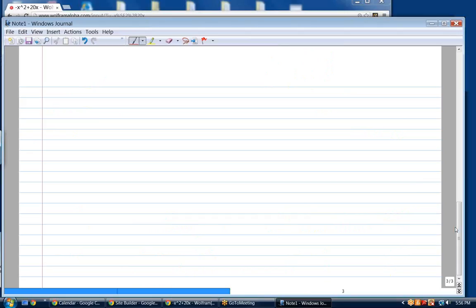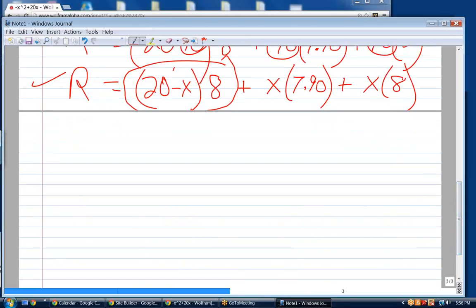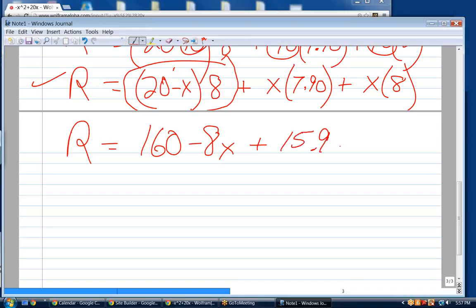So this, I can add 7.9 times X and 8 times X. So this revenue function can be simplified a little bit. In fact, I can multiply these two out. So I got 160 minus 8x plus, what is that, 15.9x? So that should be our revenue function. Did I miss something here? This doesn't have to be a quadratic, does it?